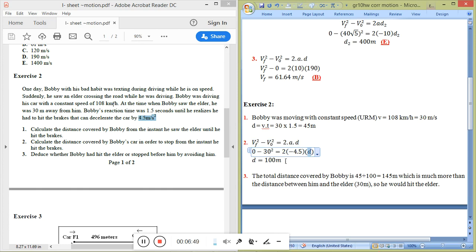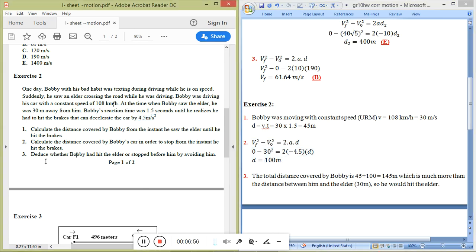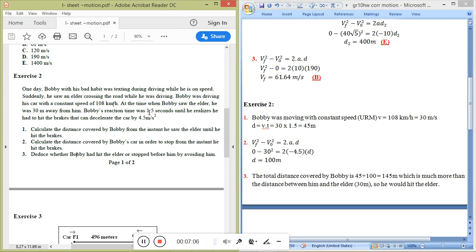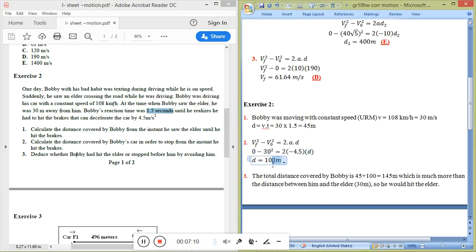By this way, we can calculate the distance needed for Bobby to stop by this deceleration. Okay. Part 3, deduce whether Bobby had hit the elder or stopped. So first, he covered 45 meters during the 1.5 seconds response time. Then he covered 100 meters in order to stop. So in all, he covered 145 meters, which is much more than the distance separating him from the elder.